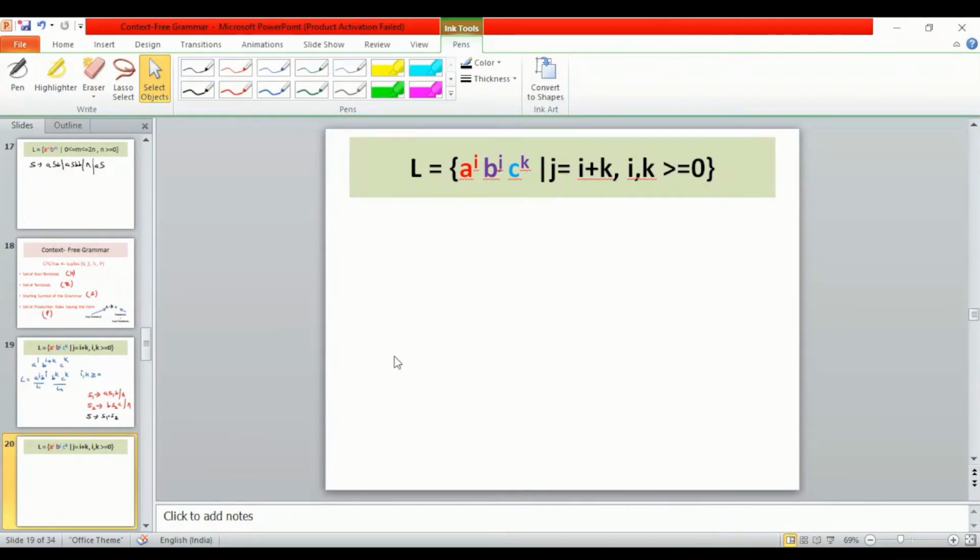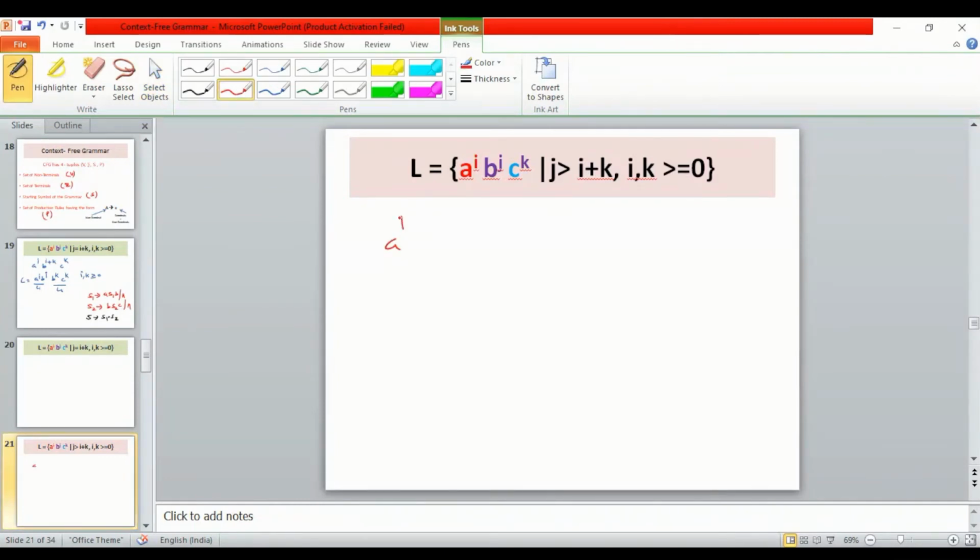Okay, now we have one more scenario. Let us have A raised to I, B raised to J, C raised to K, where J is greater than I plus K. So for this, we'll write A raised to I, B raised to I plus K plus M, and C raised to K. Here M must be greater than 0 because J is greater than I plus K. So that means for J, we have to write I plus K plus some more symbols.